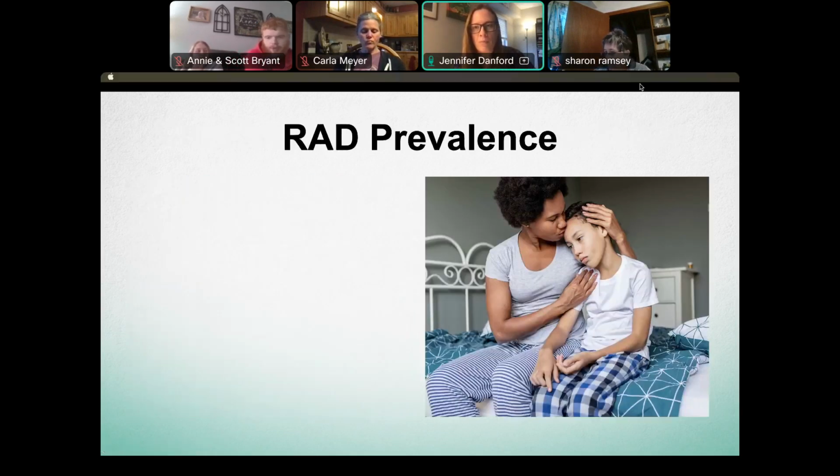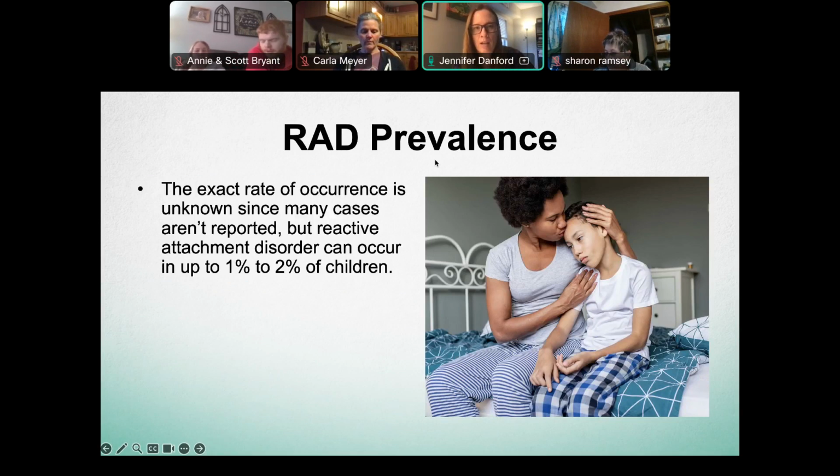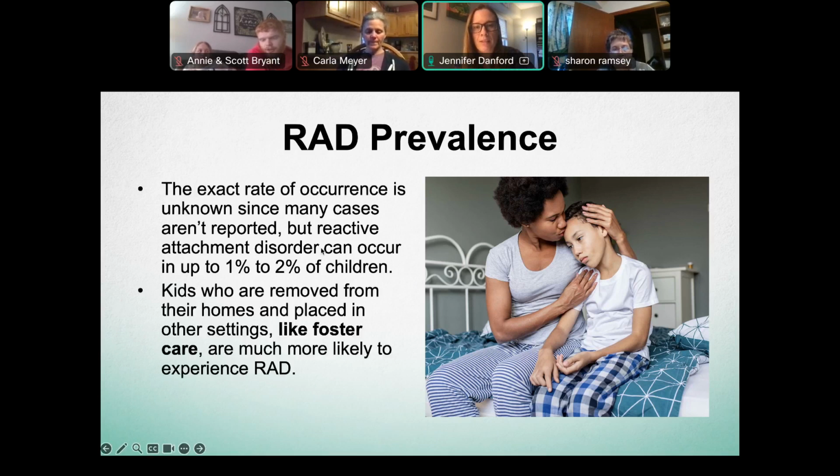So here's some prevalence on RAD. It is unknown because of diagnoses and trying to figure out how often. It can happen in 1 to 2% of kids, but it shoots up to much higher when we're looking at foster kids. I think even like 15 or 20% of kids in care have RAD. So there is a huge difference between the regular population and kids in care.